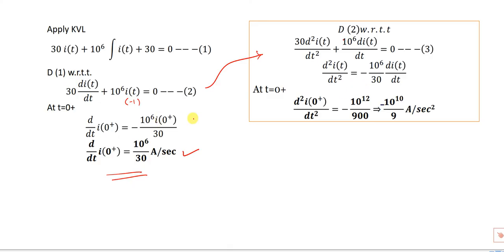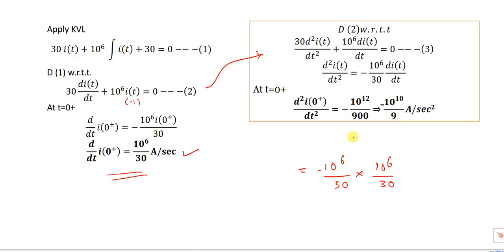So now if I put d square I by dt square at t is equal to 0 plus, we have minus 10 power 6 times the di by dt value at 0 plus, which is 10 power 6 by 30. So 10 power 6 times 10 power 6 is 10 power 12, and 30 into 30 is 900. I can keep it like this, or the 2 zeros cancel with 2 zeros here. So we are left with 10 power 10, minus 10 power 10 by 9.